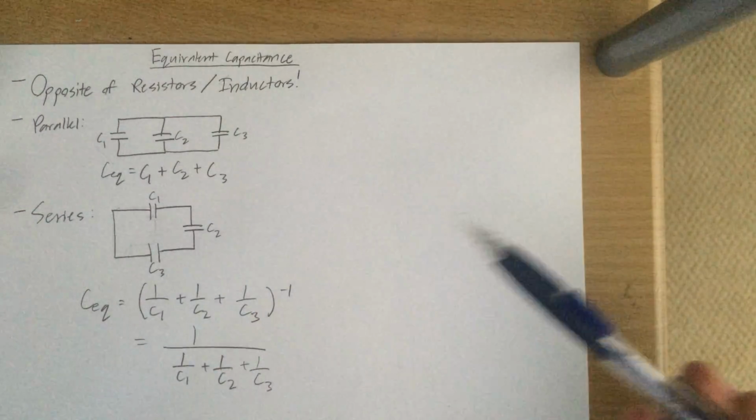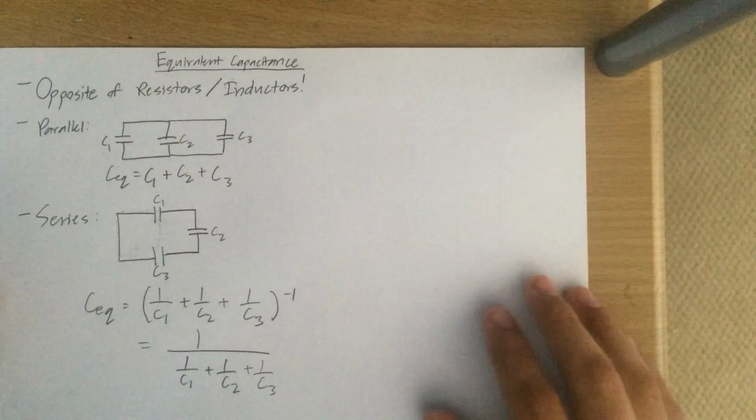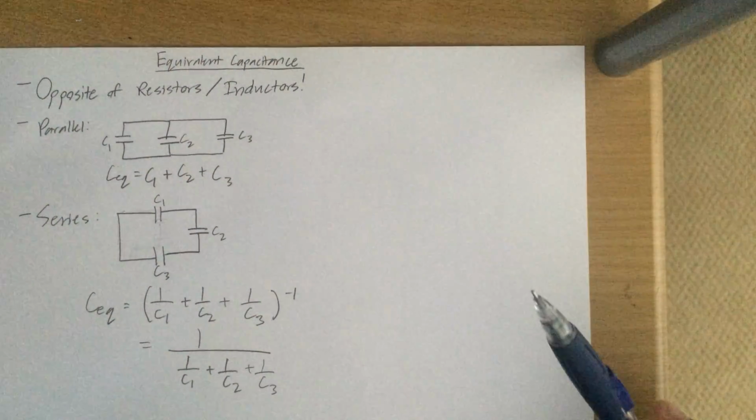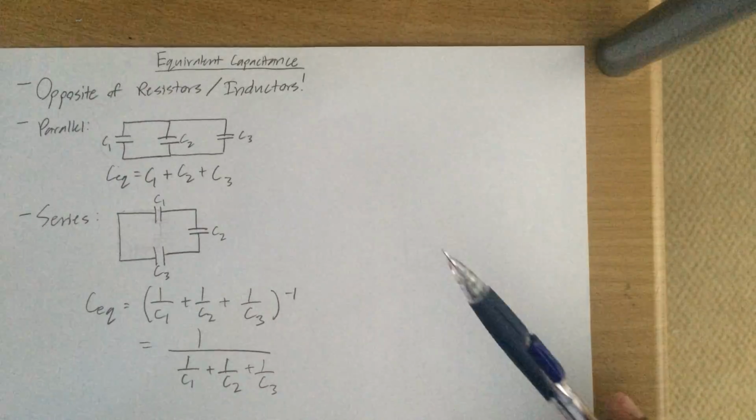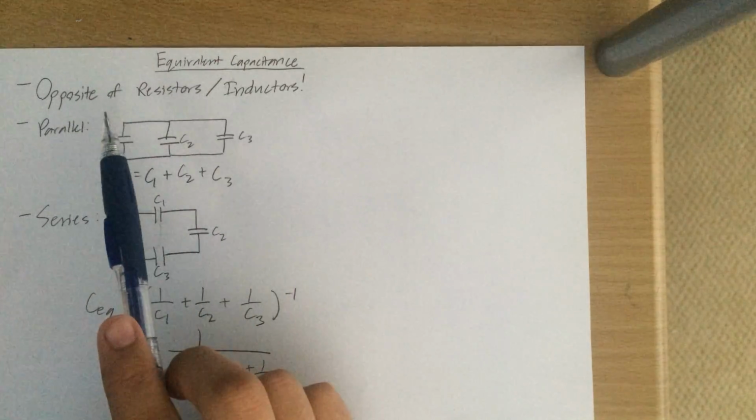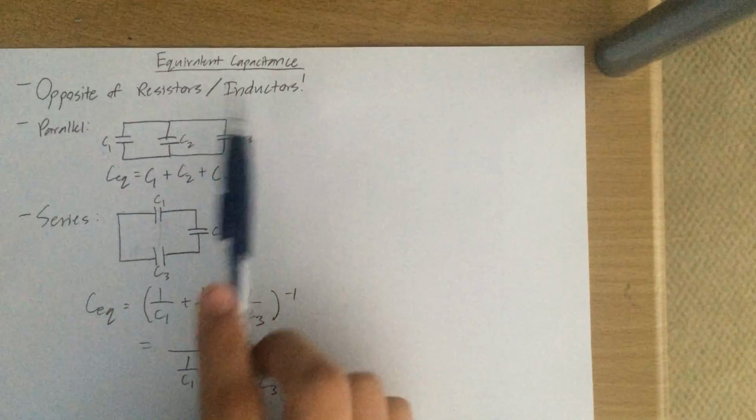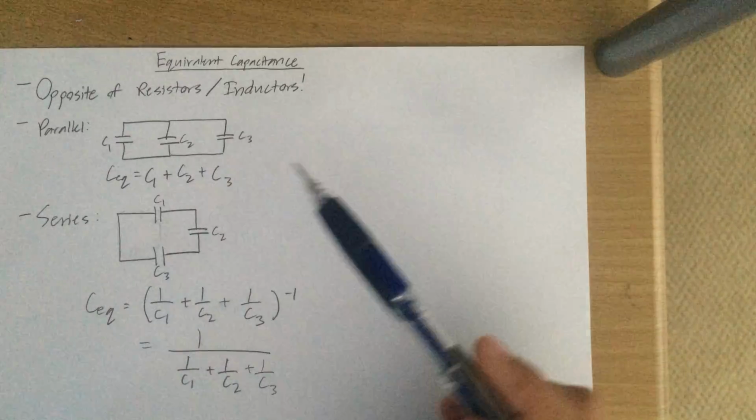Okay, everybody, so in this video, we're going to be talking about equivalent capacitance, okay? So in order to solve equivalent capacitance problems, one of the most important things that you have to take into account is that finding the equivalent capacitance basically works in the opposite way of resistors and inductors, okay? And we can show this in the following manner.